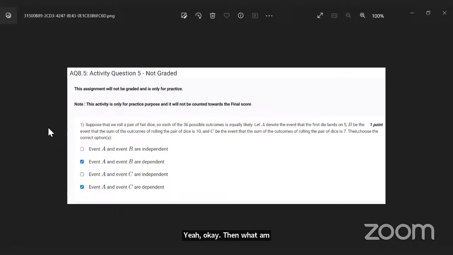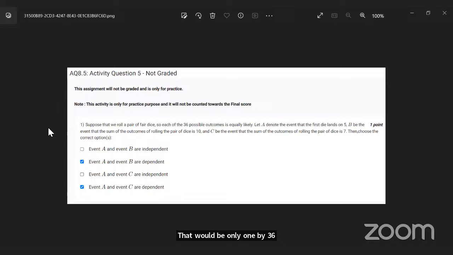A and C, some of the outcomes you're saying, okay, C is, some of the outcomes is 7. So the probability of C is what? For that case, you have the outcomes 1,6, 2,5, 3,4, 4,3, 5,2, 6,1. 6 divided by 36, right? And what is the probability of A intersection C? That would be only 1 by 36.